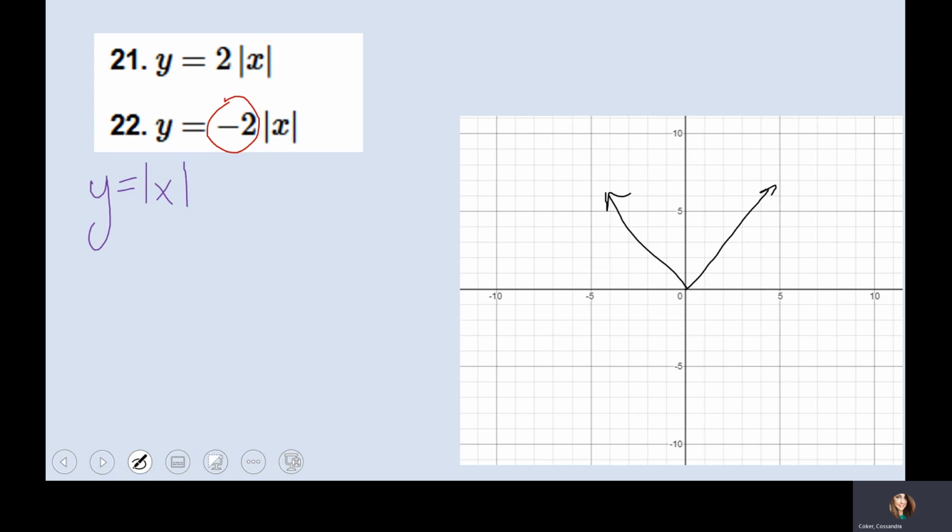Anytime you see a negative value multiplied, whether it's a whole number in this case or a fraction, it's actually going to flip your graph. So it's always going to reflect or flip. When we graph that, it's going to flip it over the x-axis. In some cases you're going to have absolute value graphs that go either left or right, and you can have a reflection over the y-axis.